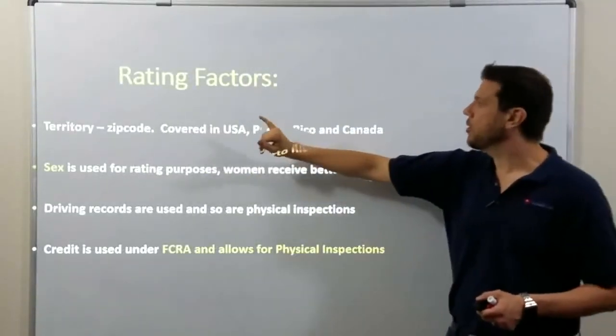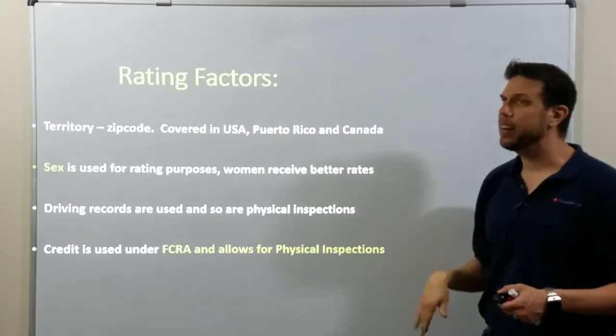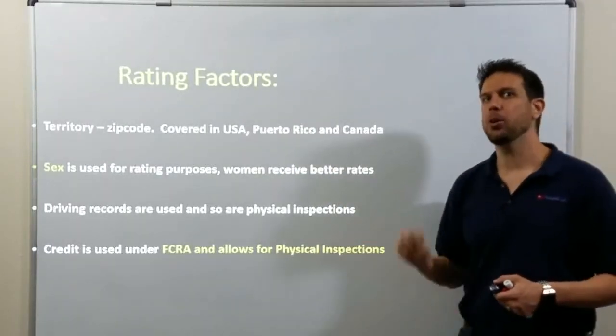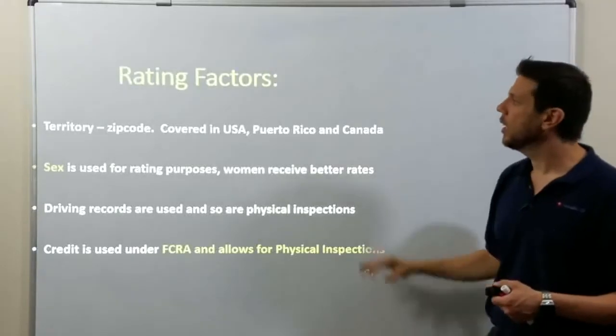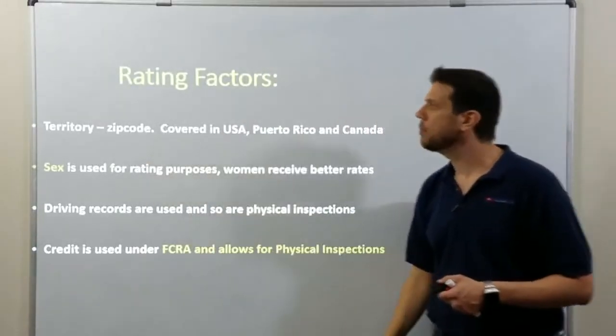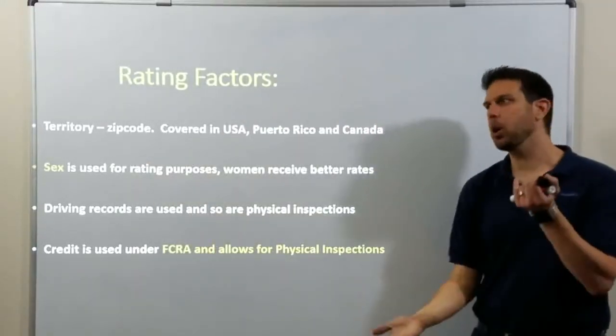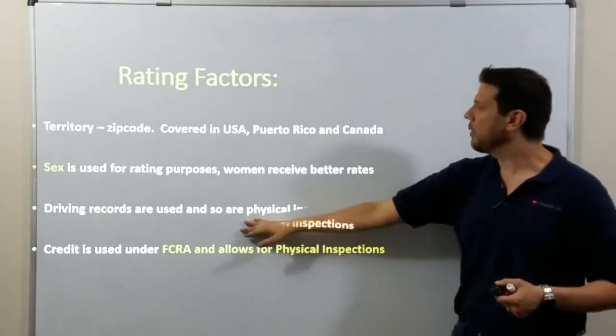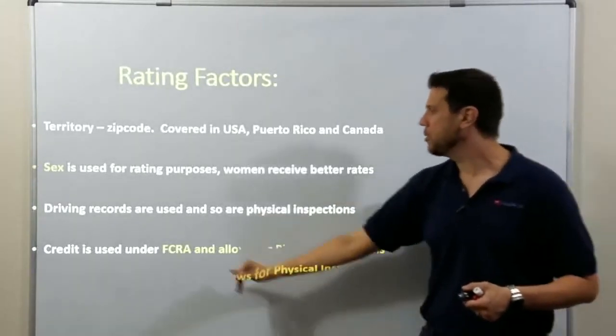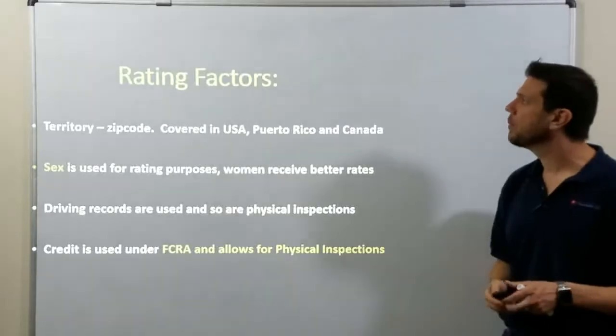Auto insurance, you can drive your car in the USA, Puerto Rico, and Canada, but if you take your car down to Mexico, you have to buy Mexican insurance. Auto insurance uses sex for rating purposes. Women typically receive lower rates than men. Driving records and physical inspections are used under the Fair Credit Reporting Act.